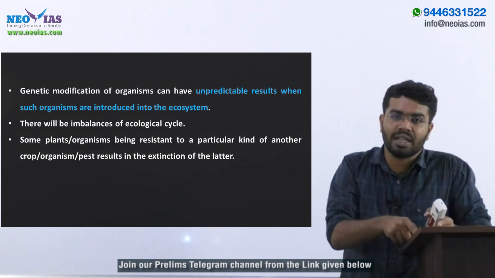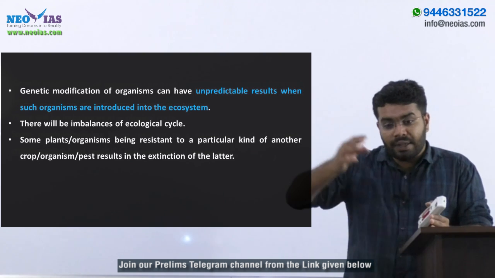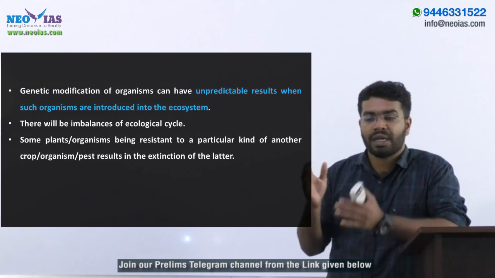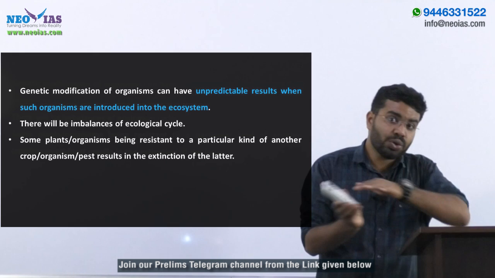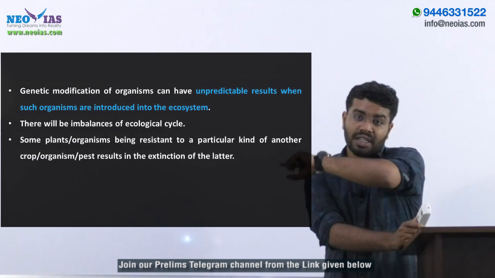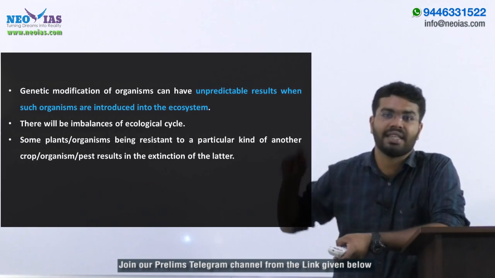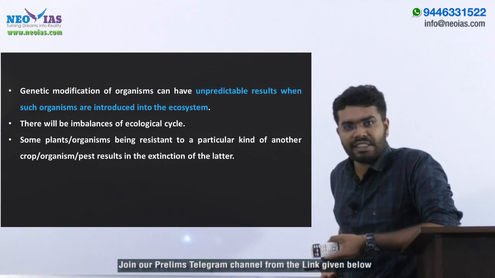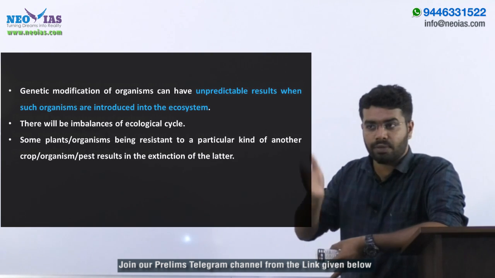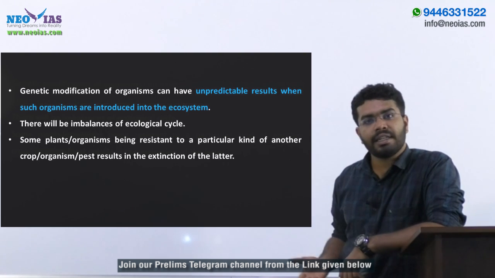If GM mustard or GM cotton or any genetically modified organism is introduced, the resultant effect on the ecosystem will be different. The insects and organisms which used to depend on this will have an adverse effect. Then organisms related to these organisms will be adversely affected. So it will result in an imbalance of the ecological cycle. That is what environmental activists say. That is why they are against the Monsanto Corporation for the introduction of GM mustard, because the weeds will create an imbalance.